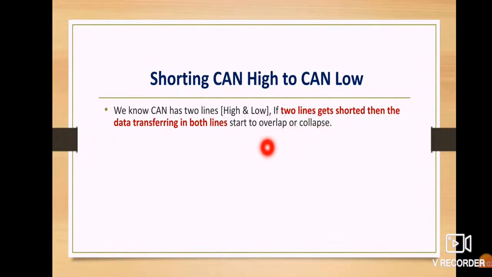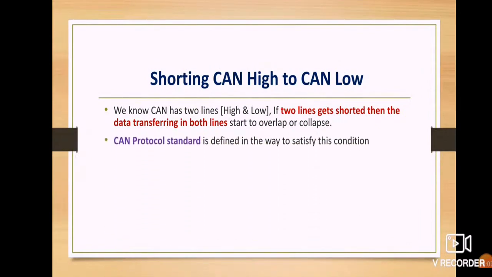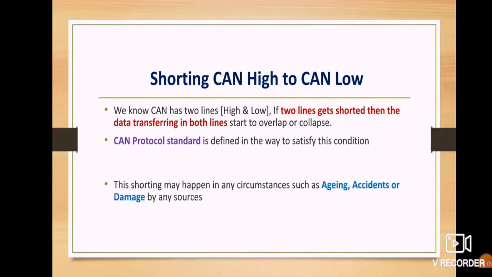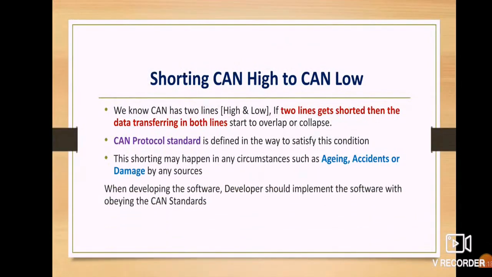the shorting of the CAN high to low will cause bus off. So the CAN protocol standard is defined in a way to satisfy this condition, so that this shorting may happen in any circumstance such as aging, accidents, or damage from any source, external as well as internal. When developing the software, the developer should implement it obeying the CAN standard. So that is what I expected.